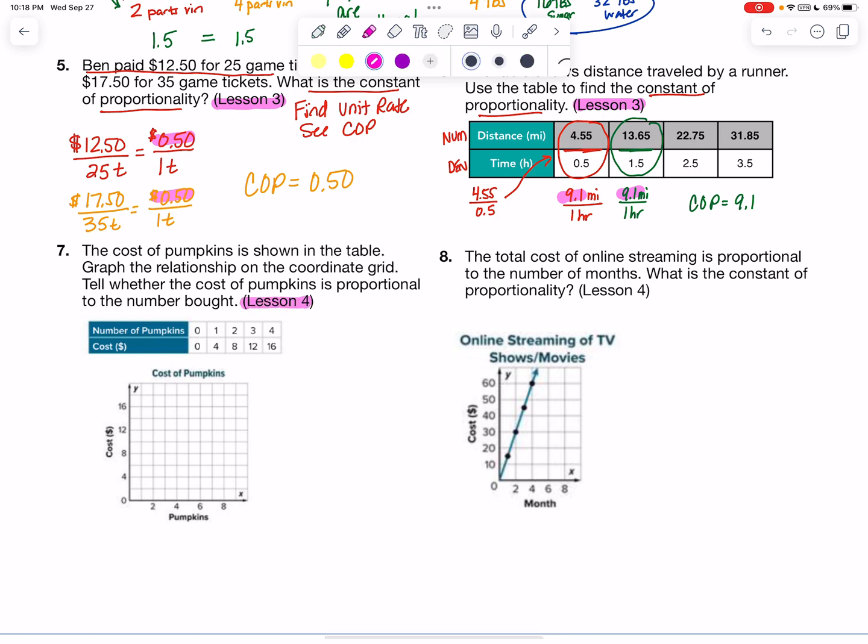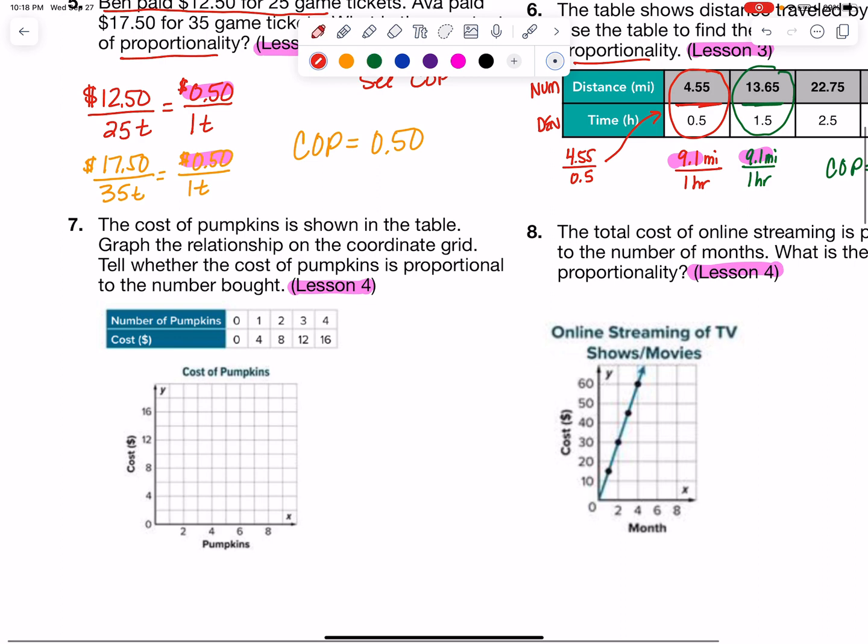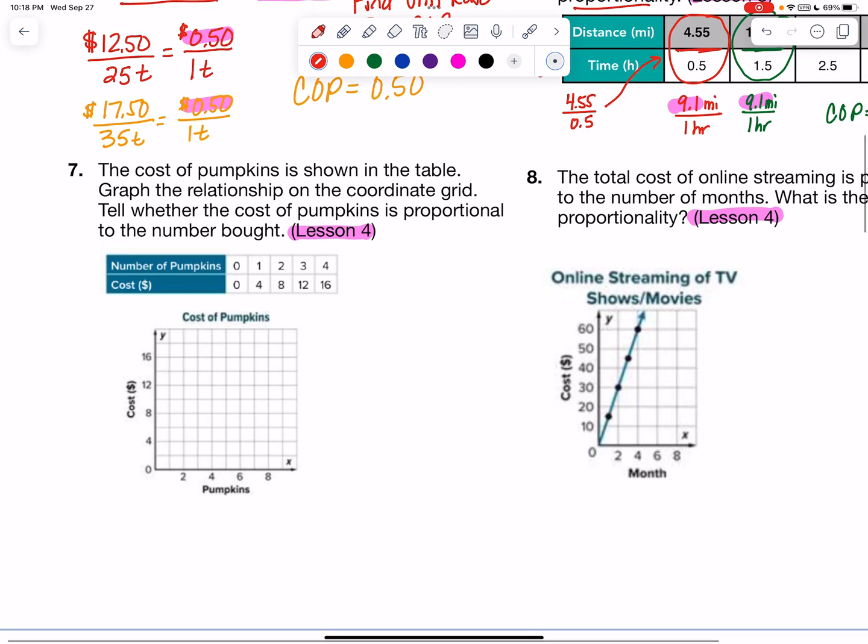Your next lesson is lesson 4. Okay, we have the cost of pumpkins is shown. So let's try to see what this one's about. Graph the relationship on the coordinate grid and tell whether the pumpkin is proportional to the number bought. Okay, the cost of pumpkins. All right, so this is one of those where we graph it and we remember what does the graph have to look like to be called proportional.